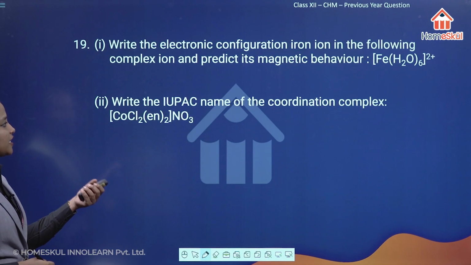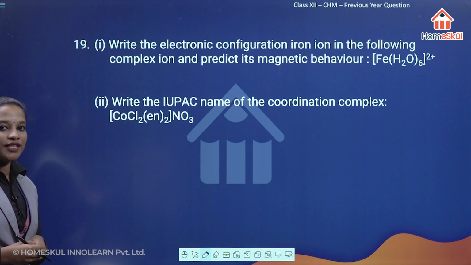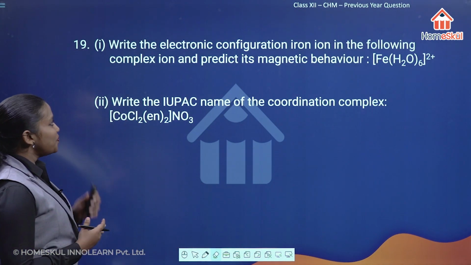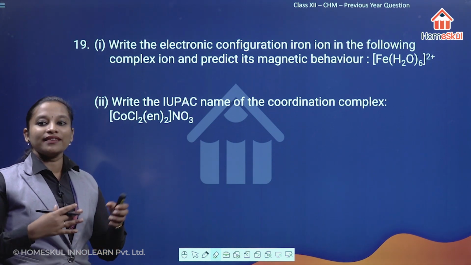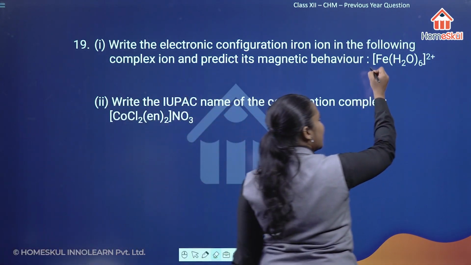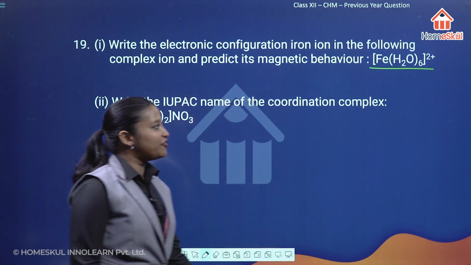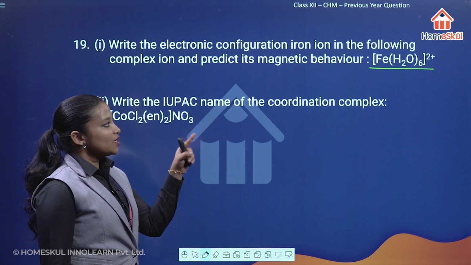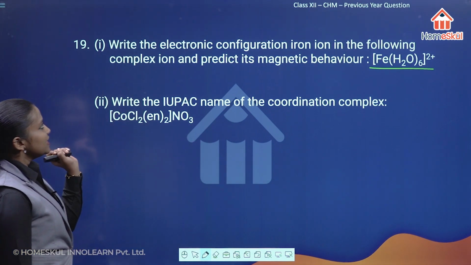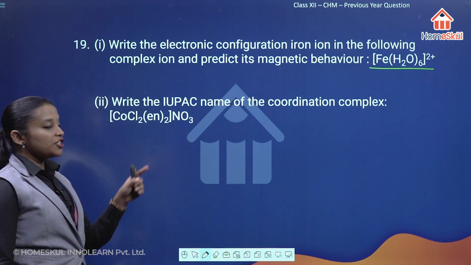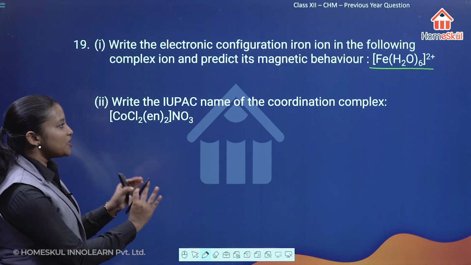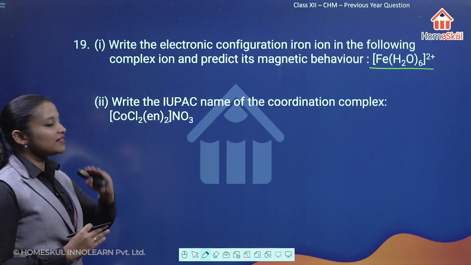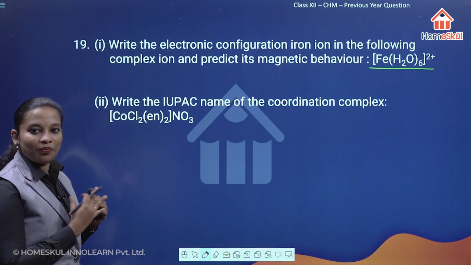Now, moving on to the next question. Yes, 19th question. Write the electronic configuration of the ion in the following complex ion and predict the magnetic behavior. Okay, here we have a coordination compound, Fe(H2O)6 2+. And we have to find the electronic configuration of the central metal ion, and we have to find the magnetic behavior of that complex.